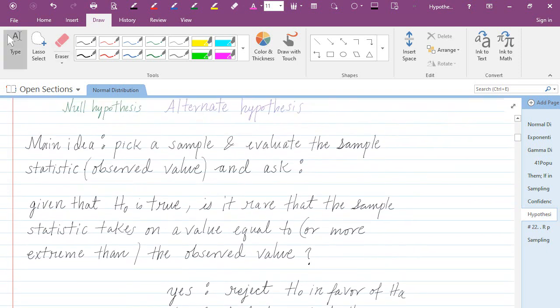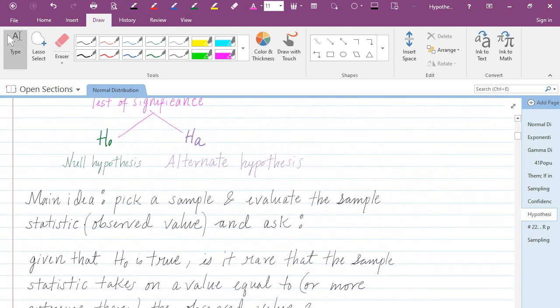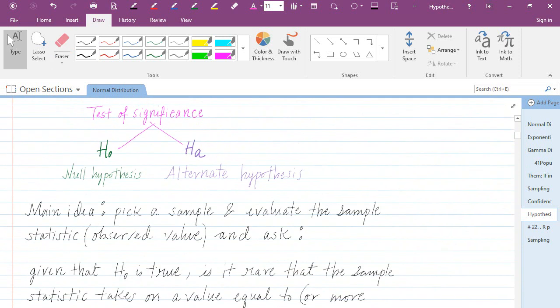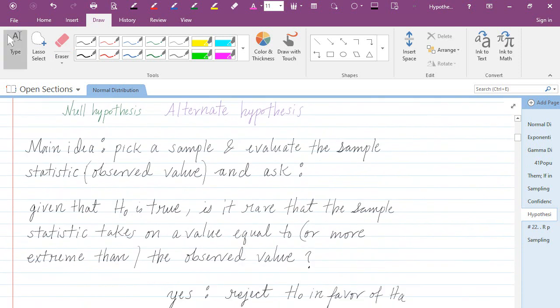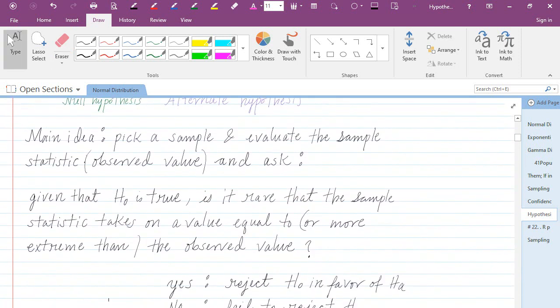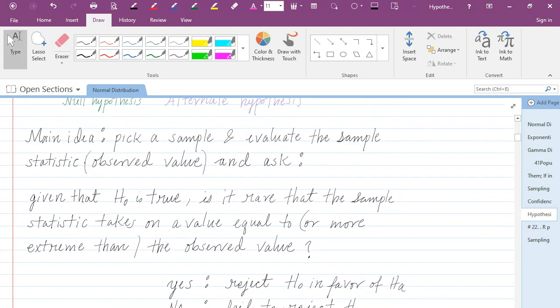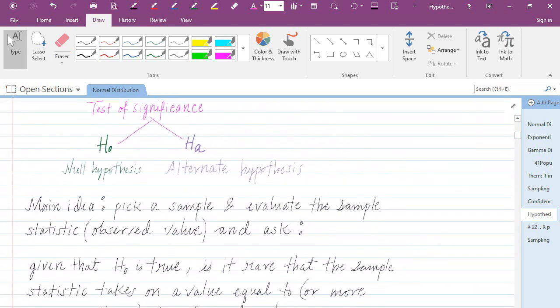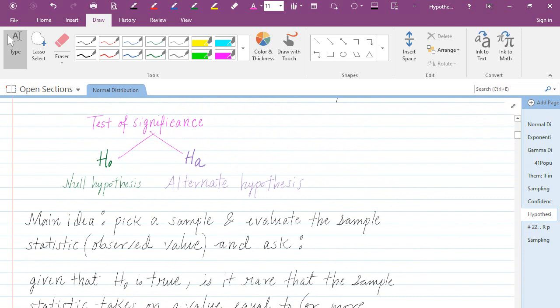So this is the gist of the test of significance. Now I have to fill in the details here. Whenever we have a test of significance, we first of all have to identify what should be the null hypothesis and what should be the alternative hypothesis. This has to be first.